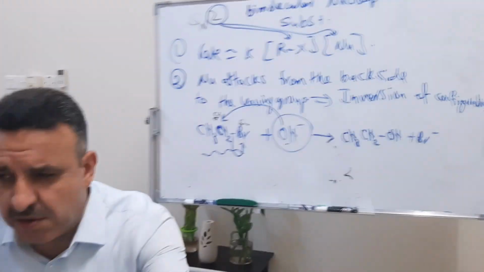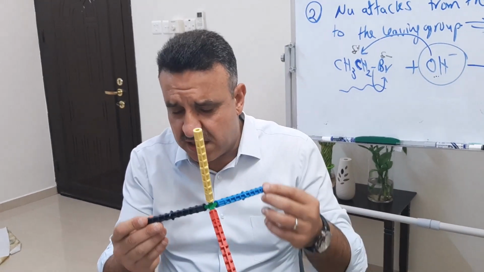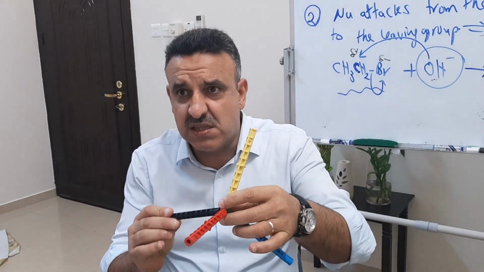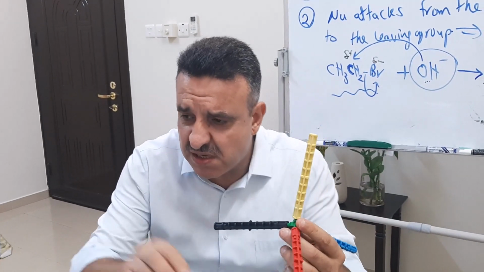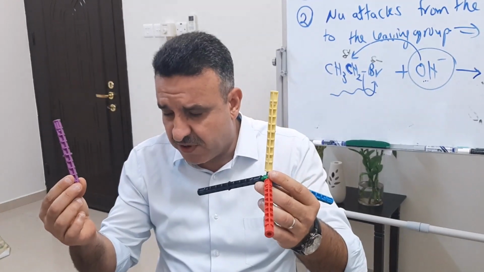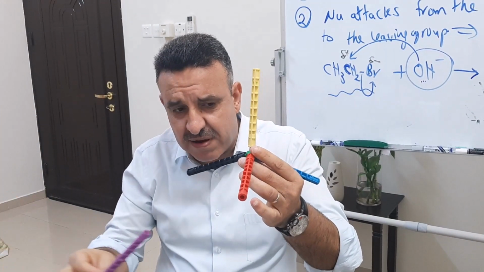All right. Now, do you see? Can you see? This is a tetrahedral atom. This is a tetrahedral carbon in this case, as you can see. And imagine this is the nucleophile. You follow me? In principle, the nucleophile will attack from the backside.